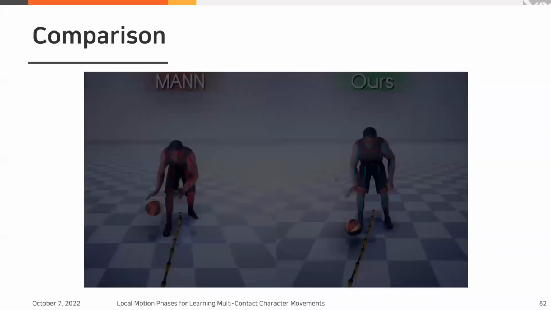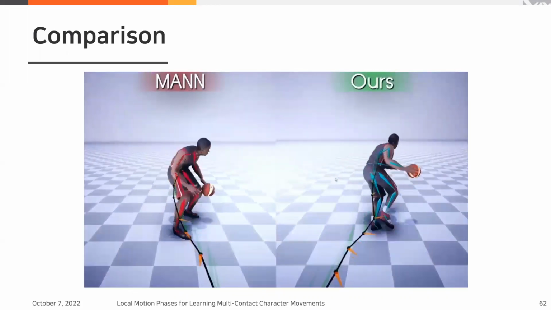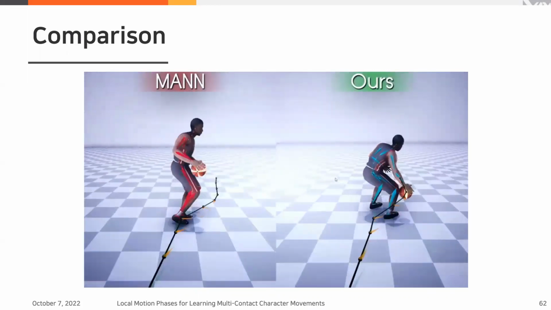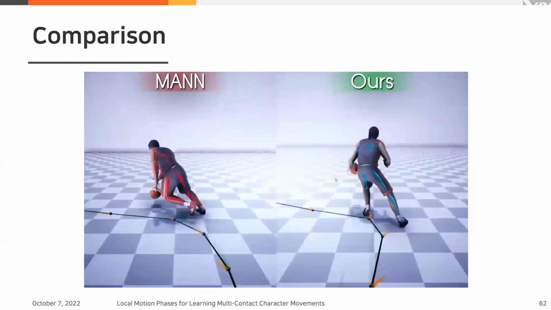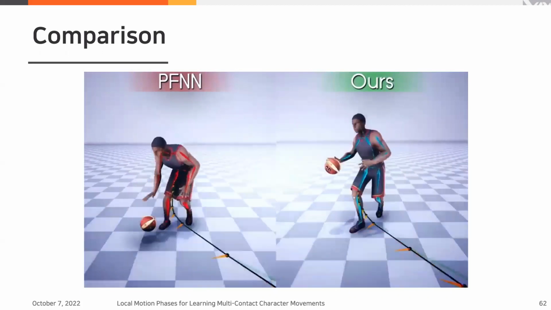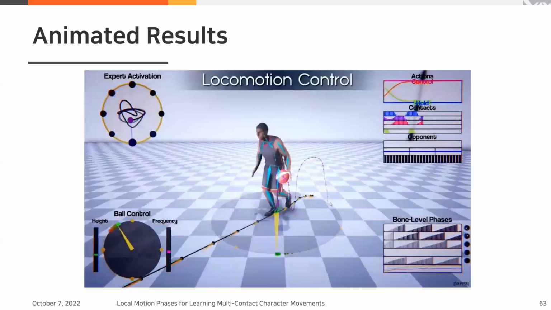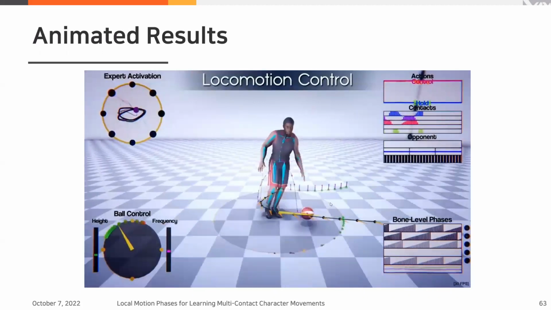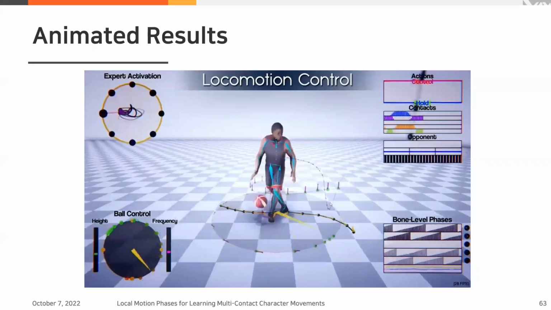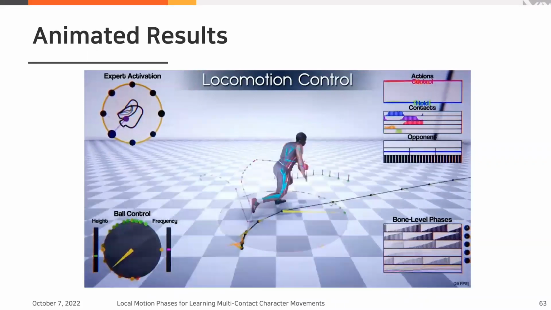Then compared to mode adaptive neural networks, both systems showed plausible results on forward action. However, only the proposed system properly handles side walking and moving backward motion. These are the animated results. The user can control the locomotion from slow to fast movement and also spinning motion.